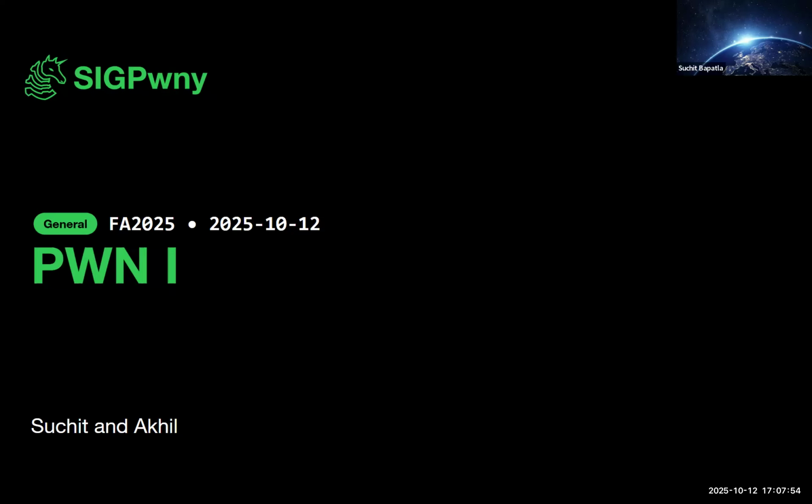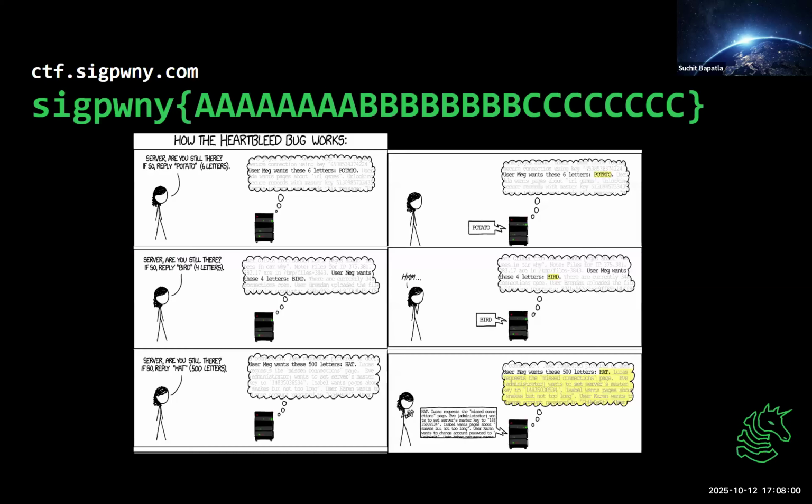Sorry for the delay. This is Pwn One by Suchit and Akhil. And this is the meeting flag: SIGPwny BC. Just eight A's, eight B's, and eight C's.